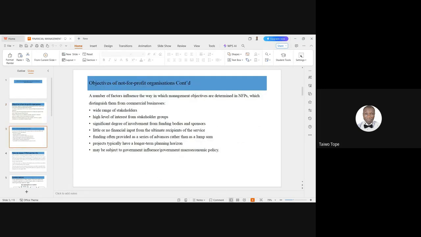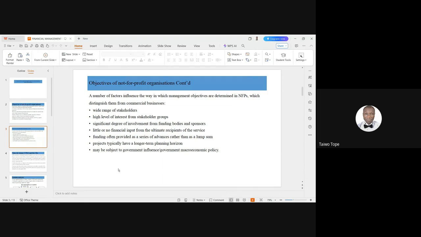Yes, regarding the objectives of not-for-profit organizations, a number of factors influence the way in which management objectives are determined, which distinguishes them from commercial businesses. They have a wide range of stakeholders: individuals, people celebrating their birthdays or a special day, who decide to visit some of these charitable homes and donate funds. Trustees too. They have a wide range of stakeholders, those that have an interest in them.